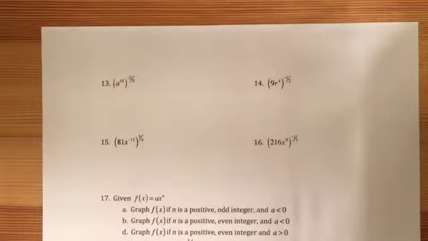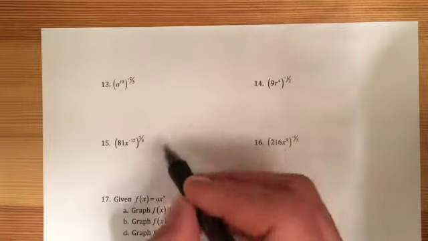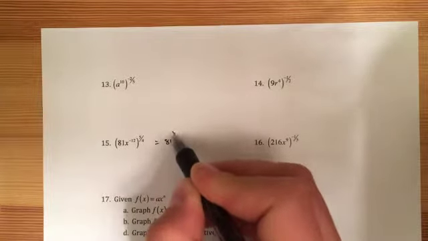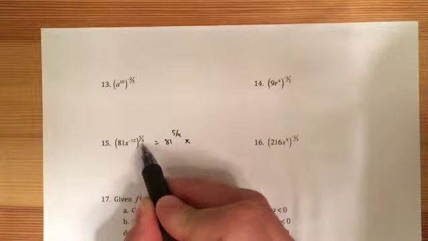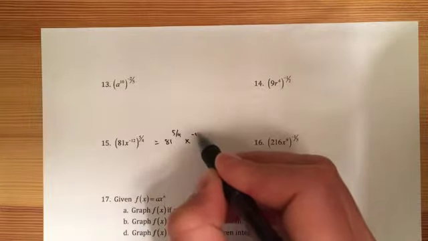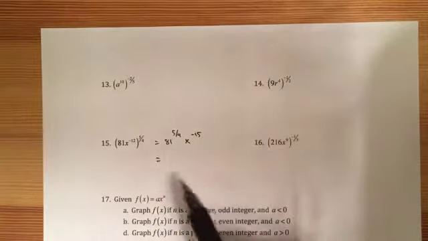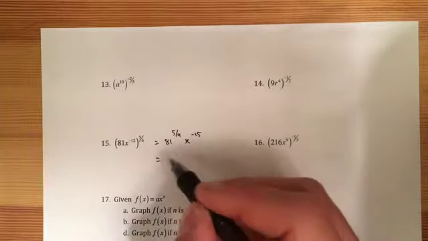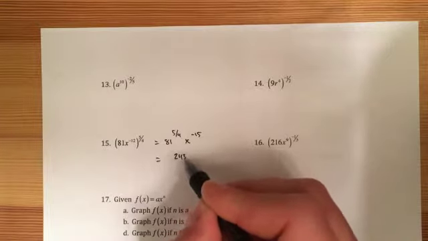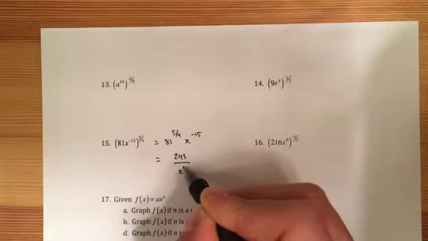Okay, there's some more examples here. Maybe we'll do one more. This one would be 81 to the 5/4, and then x to the, let's see, negative 12 divided by 4 is negative 3 times 5, so x to the negative 15th. And the 4th root of 81 is 3. 3 to the 5th is, I think, 243. So that's going to be 243 divided by x to the 15th power.